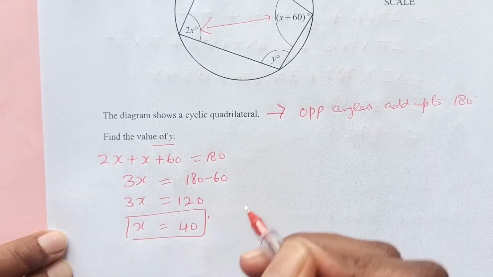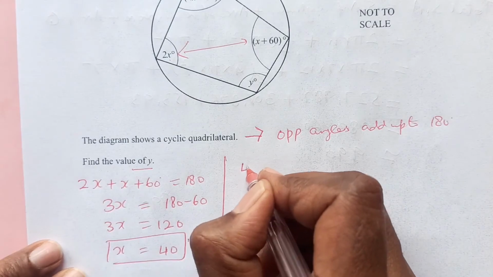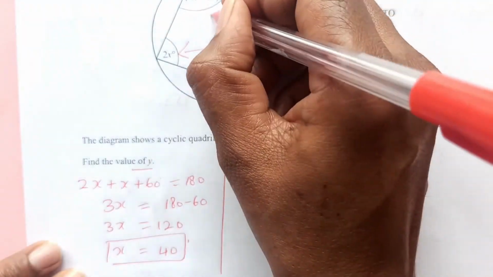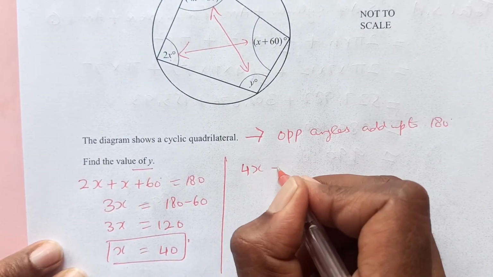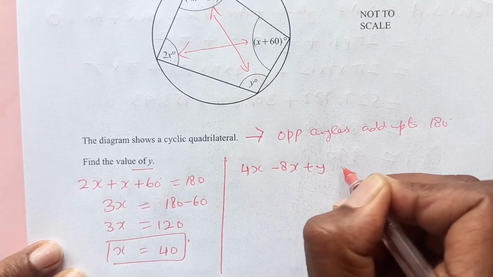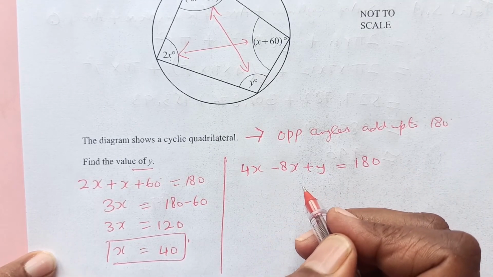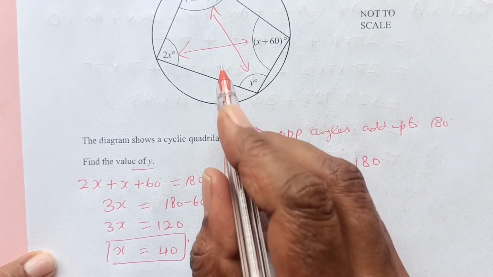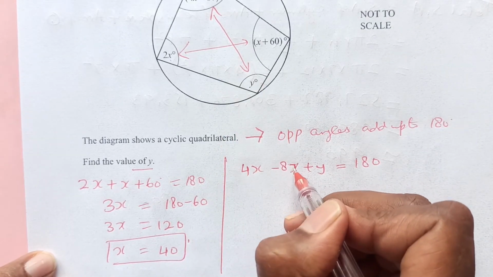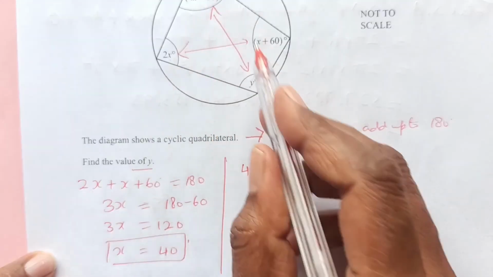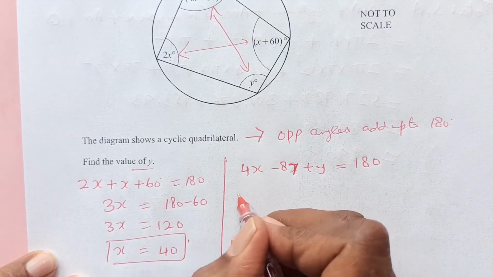Now you got x, we can calculate here. The other side we have this and this. So this is 4x minus 87 plus y equals 180. 4x plus 87 plus y. So x is 40.